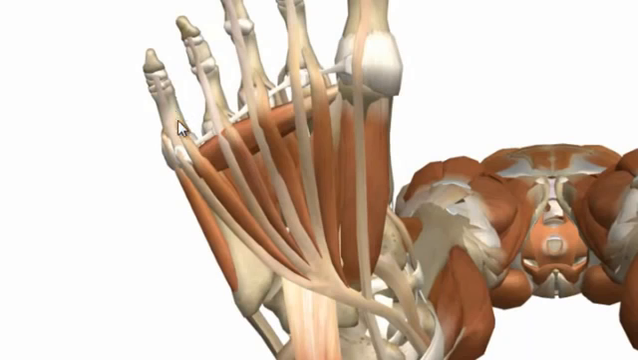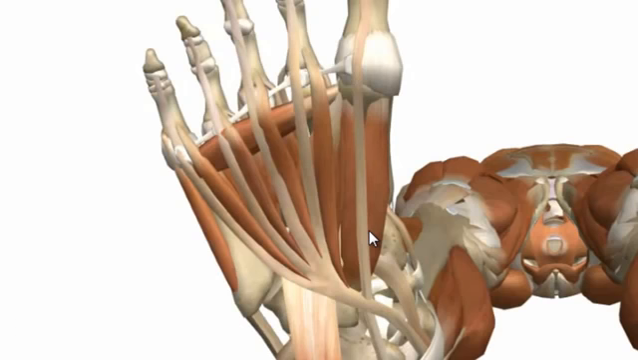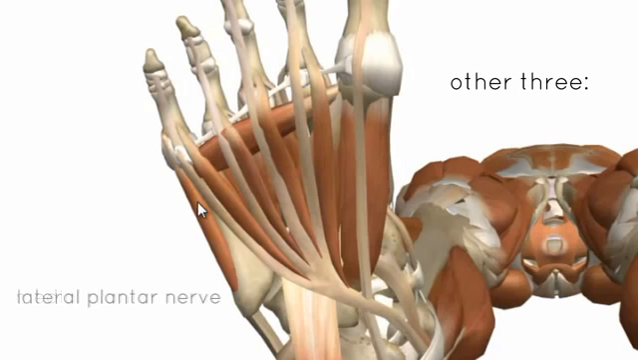So because of their insertion onto the extensor expansions, they actually can flex the MTP joint while extending the interphalangeal joints. So the lumbrical muscles are innervated by the medial and lateral plantar nerves. So the first lumbrical is innervated by the medial plantar nerve, and the other 3 lumbricals are innervated by the lateral plantar nerve. So that kind of makes sense.